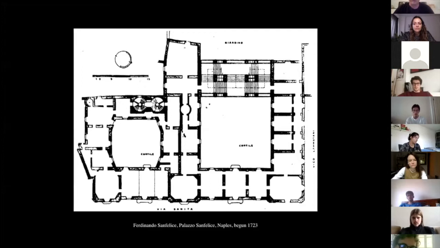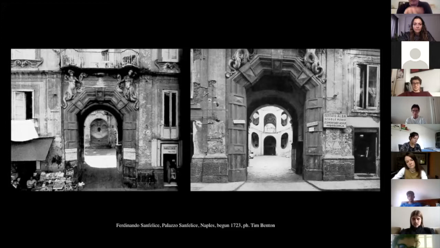So you see the plan is divided in two parts. So it's almost like a palace which is a double palace. Two courtyards structure the palace, and behind these two courtyards, you see two very prominent staircases. On the left, you can see here the two portals of the palace, which have two means of access, although the building is owned by a single owner.